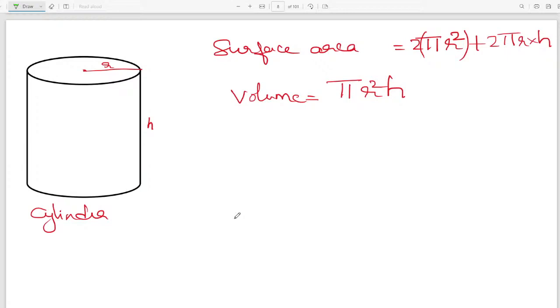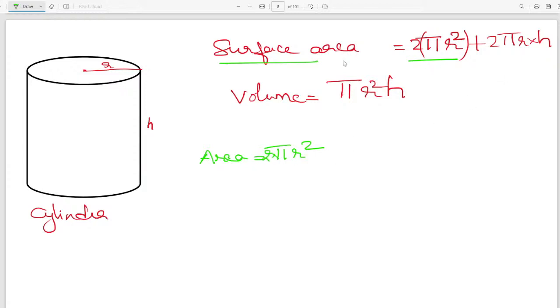So the next diagram is the cylinder. The next solid is cylinder. If R is the radius of the cylinder and H is the height, the surface area of a cylinder is given by 2 into pi r square plus 2 pi r into H. This is the surface area, the outside area. 2 into pi r square, how did it come? We have the top face that is round. So the area of the top circle is given by pi r square. And we have two circular surfaces here. So that's why it will be 2 into pi r square.